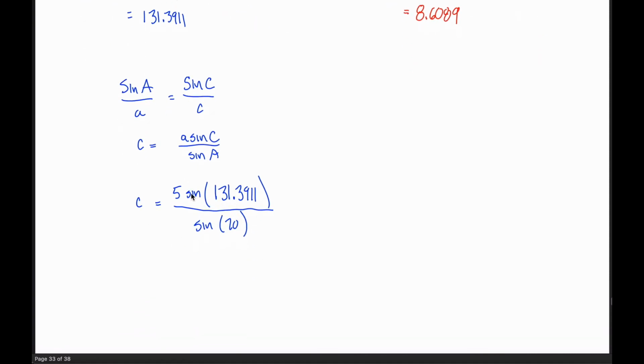However, you've got to be really careful since I'm using the sine function. Both of these angles are measured in degrees. But if I'm going to type this into the homework system, these have to be written in radians. So I'd have to say c is equal to 5 times the sine of this number times pi over 180. So 131.3911 pi over 180. That's just converting that degrees into radians, divided by the sine of not 20, but 20 pi over 180. Again, converting it into radians.